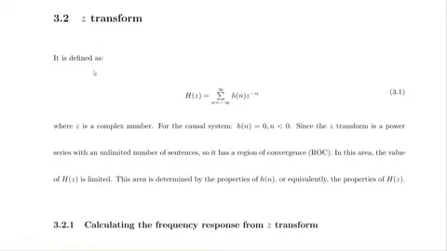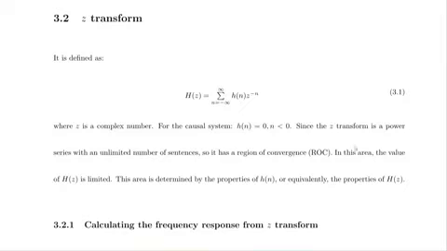Z-transform. It's defined as H of z equal to the sum over n from minus infinity up to plus infinity of h of n times z to the power of minus n. Very important equation, where z is a complex number. For a causal system, h of n is 0 for negative n.